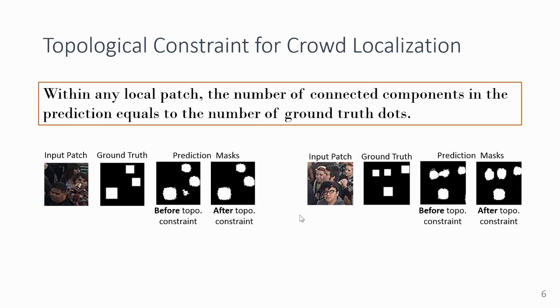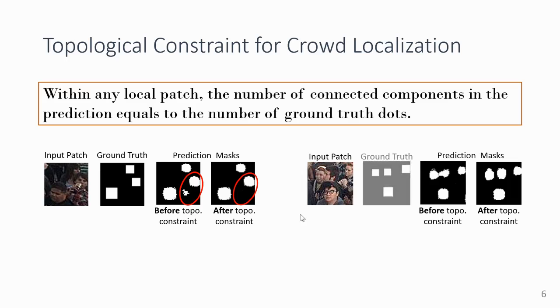If we look at the example on the left, the ground truth has 3 dots, and the prediction mask before training with the topological constraint has 4 components. One of them is a false positive. After training with the topological constraint, the false prediction disappears, and we are left with the correct number of components.